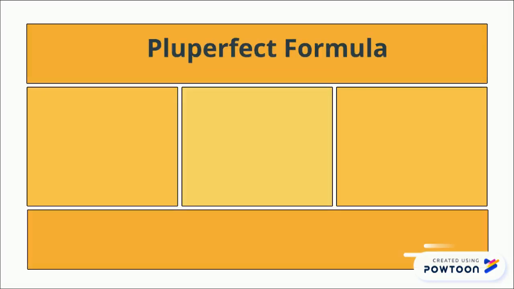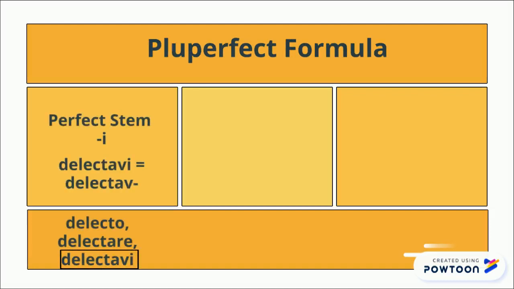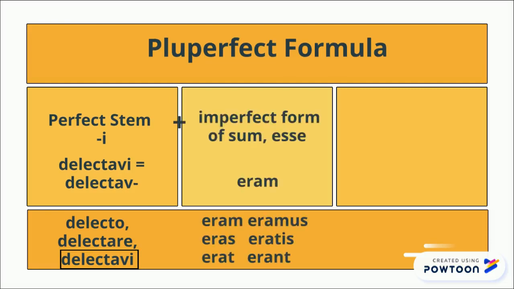So here is the pluperfect formula. You first take the perfect stem, chop off the I, and then add the imperfect form of the verb sum, esse, depending on whatever your subject is. And there you have it, the pluperfect form.